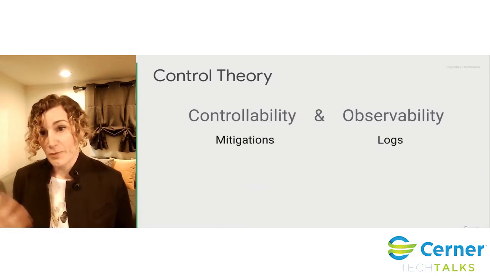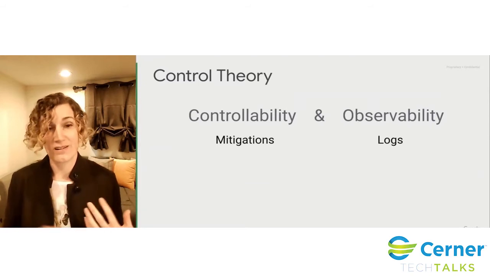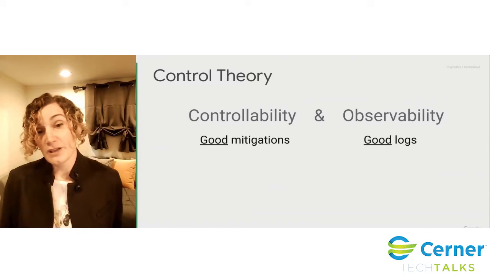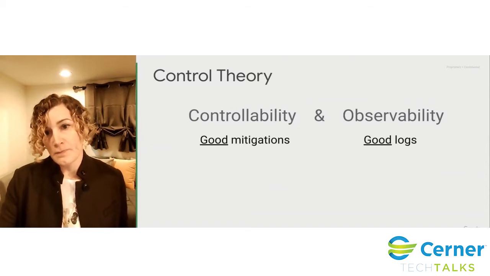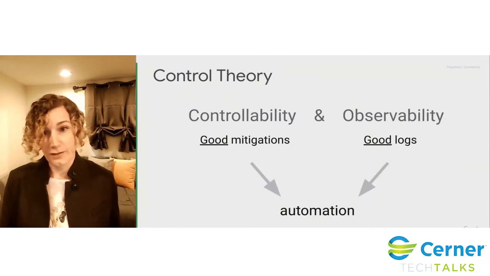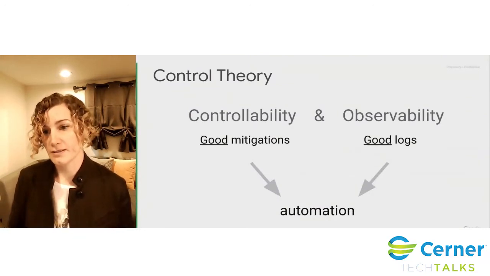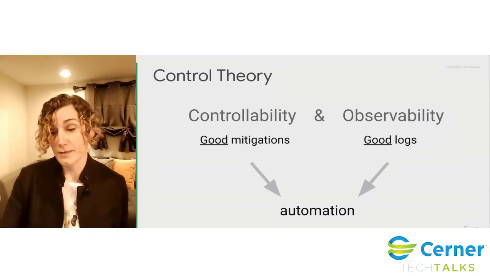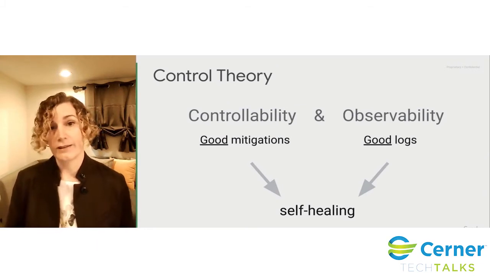And then another way to look at it is observability is like, how good are your logs? And what do you build on top of those logs? And controllability is how good are your mitigations? And we want these things to be good. We want them to be things we can actually rely on and use. And if we have really good observability and good mitigations, we can combine the two to create some automation in our system. So we can have an alert that detects something and automatically applies a mitigation. And if you have that just running, suddenly you have a self-healing system.